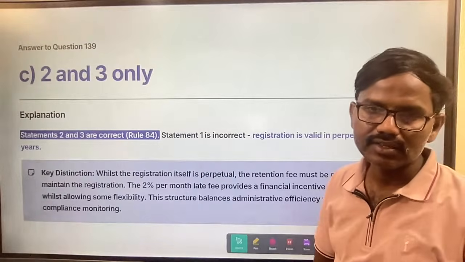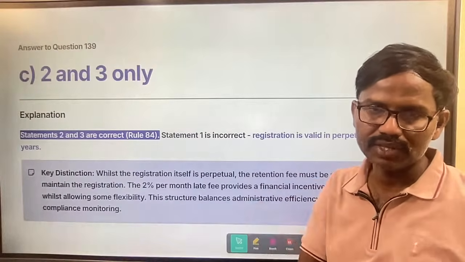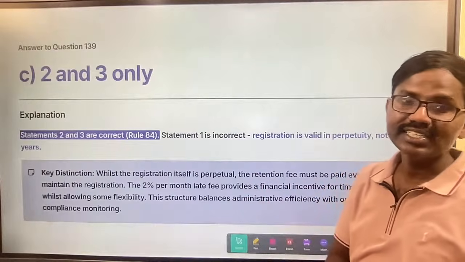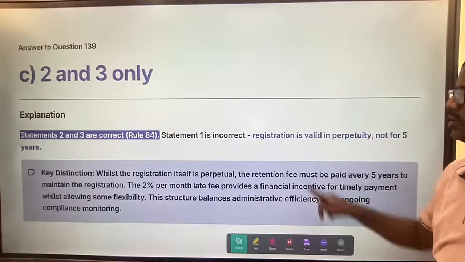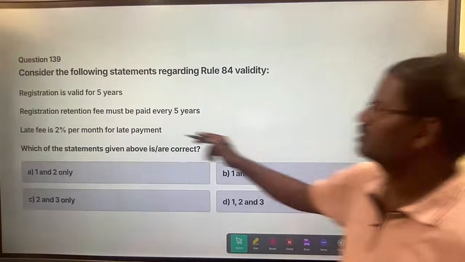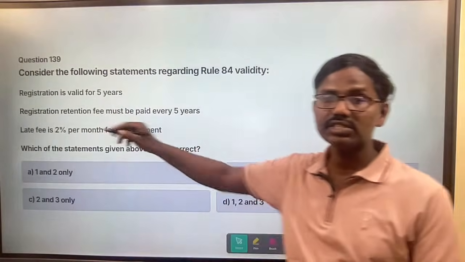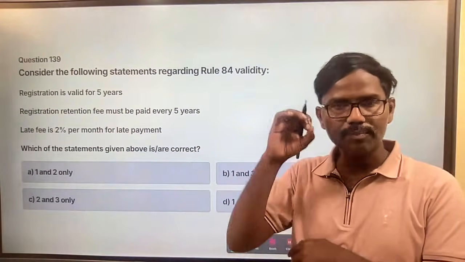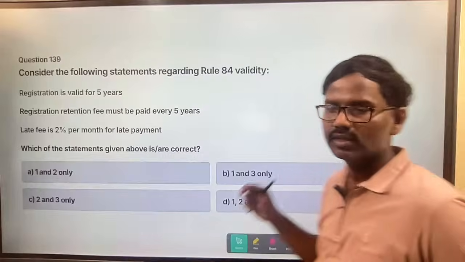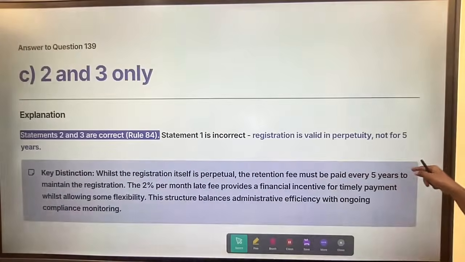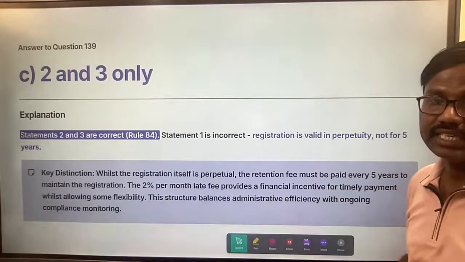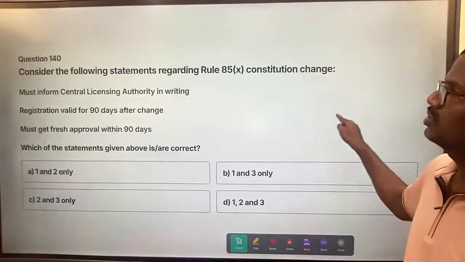Again, you are telling D. Okay, yeah, maybe you posted before that. That's why it is coming. So answer is C. Okay, so here see the question. Registration is valid for 5 years. Registration of notified bodies is valid for perpetuity. Okay, all people are giving option D. It is incorrect. Okay, so your next question 140.